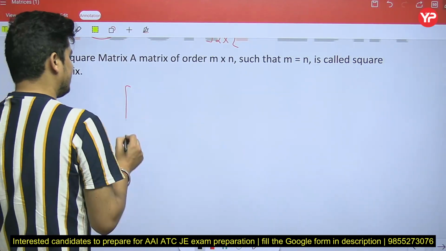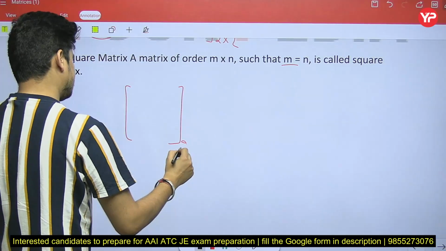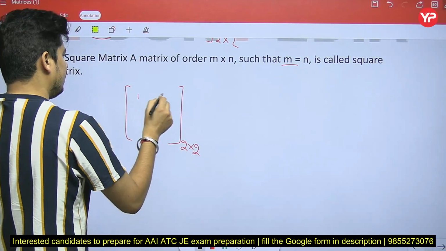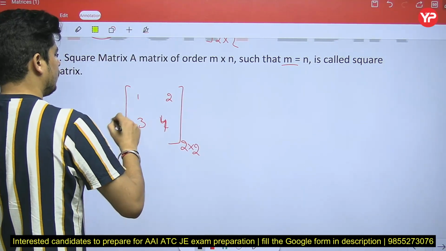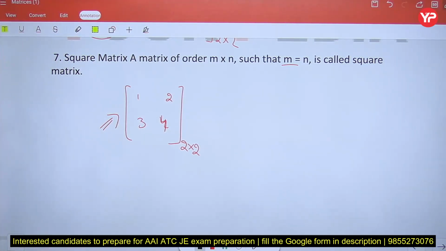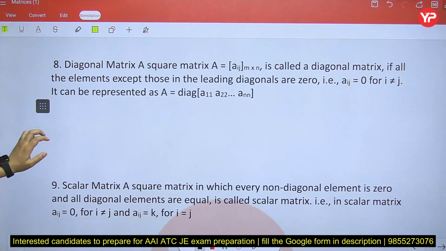Whenever you have a matrix in which m is equal to n, that is called a square matrix. Let us take, you have a 2 cross 2 matrix, 1, 2, 3, 4. So this matrix is a square matrix because inside this matrix the number of rows are equal to the number of columns, right?